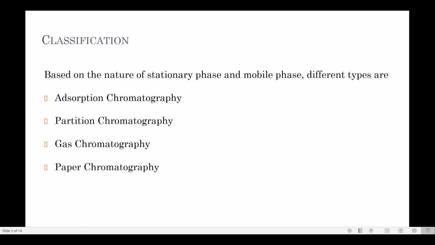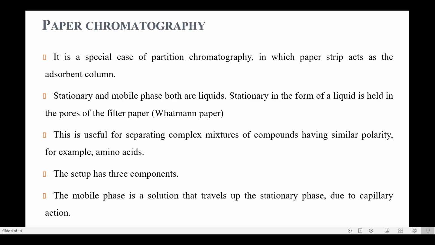Based on the nature of stationary phase and mobile phase, there are different types of chromatography, which are adsorption chromatography, partition chromatography, gas chromatography, and paper chromatography. Coming to paper chromatography, it is a special case of partition chromatography in which a paper strip acts as the adsorbent column. Here, stationary phase and mobile phase are both liquids. The stationary phase, in the form of a liquid, is held in the pores of filter paper called Whatman filter paper.